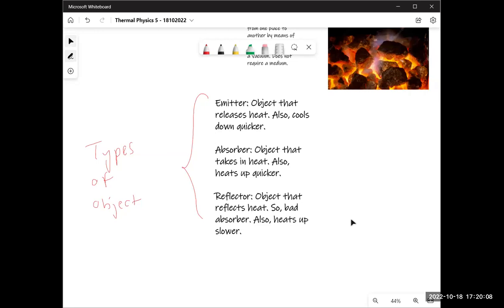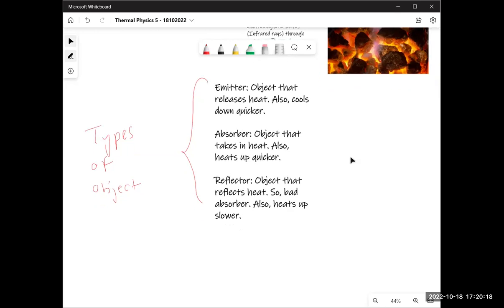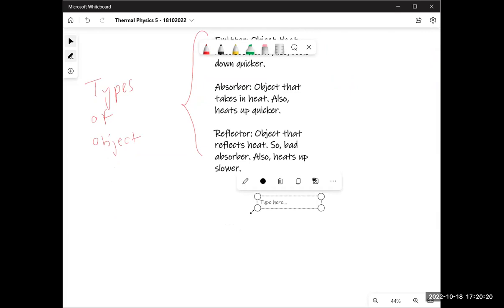Done, sir. Okay, Diana, Lula. Now, one more thing. Let's say two factors affecting radiation.